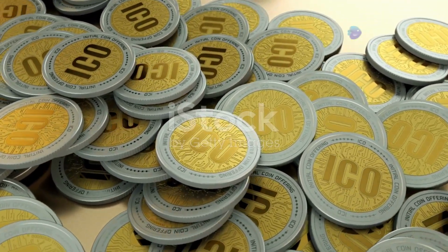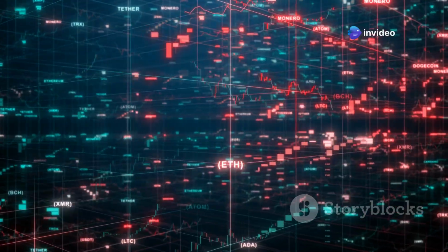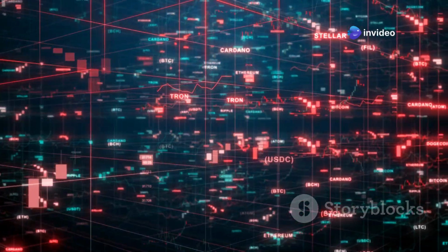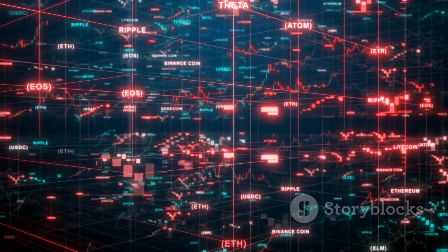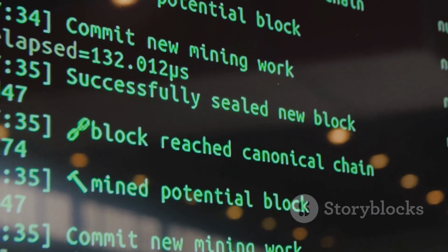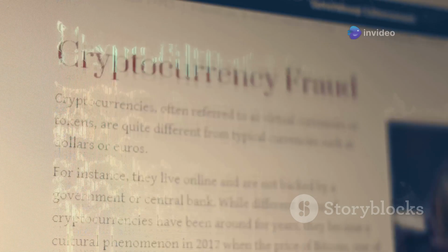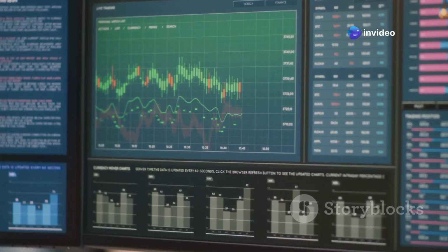Initial coin offering, ICO. Definition. An ICO is a fundraising method in which new cryptocurrency projects sell tokens to investors in exchange for capital before launching their product or service. ICOs have become less popular due to regulatory scrutiny but were once a common way for projects to raise funds.